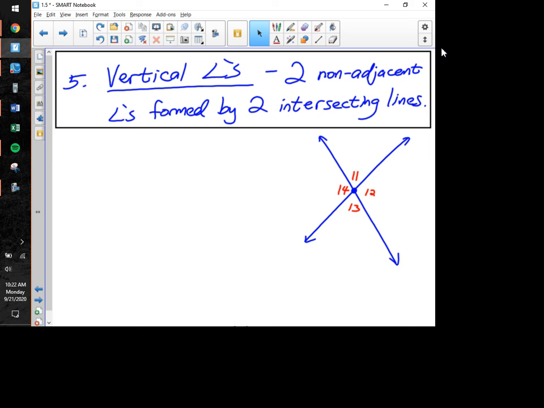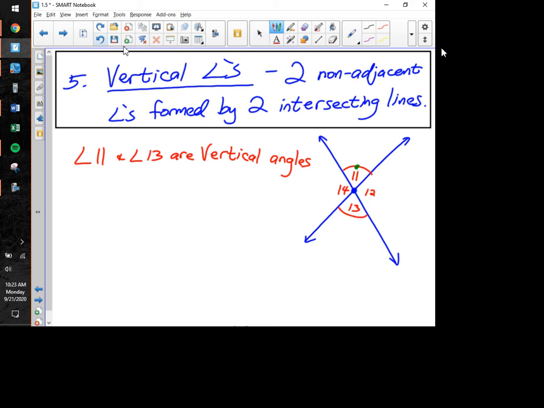So that, everybody, is a pair of vertical angles. So angle 11 and angle 13 are vertical angles. And if you look at it that way, the name kind of makes a little bit of sense right here. Angle 11 is up top, angle 13 is down here on bottom, and there's kind of like a vertical line that connects the two of them going up and down.